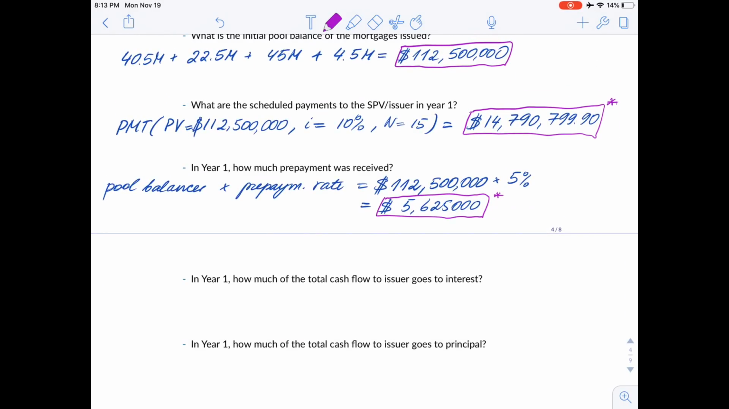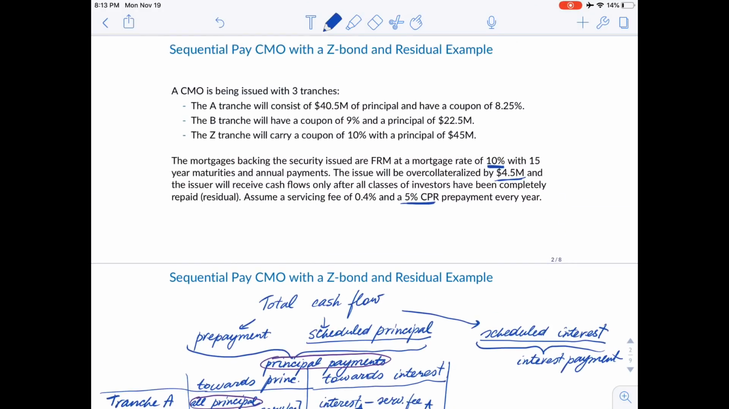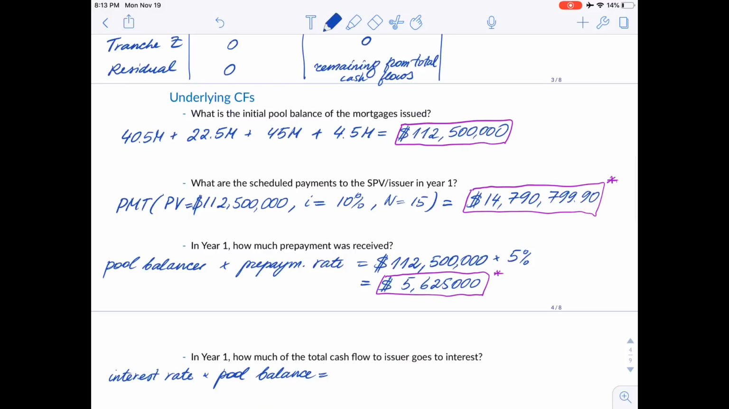How much of that total cash flow goes towards interest? Well, that is just the interest rate times pool balance. And the interest rate was 10%. So it is 10% times $112 million and 500,000. Okay? So the interest is then $11,250,000.